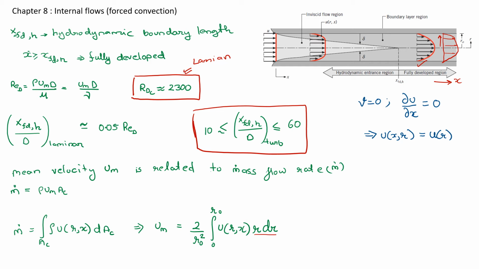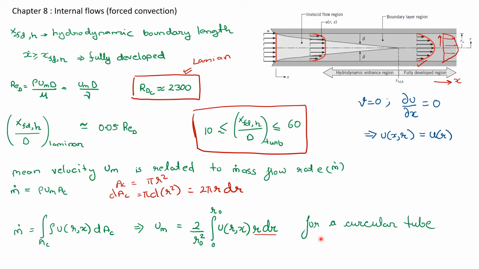And how did we get the r dr here? We can write our cross-sectional area as pi r square. So if we differentiate, we'll get d of pi r square, which will be 2 pi r dr. So this is where we get our r dr from.